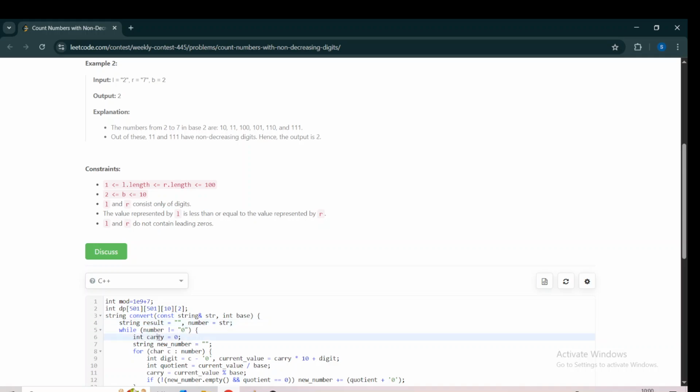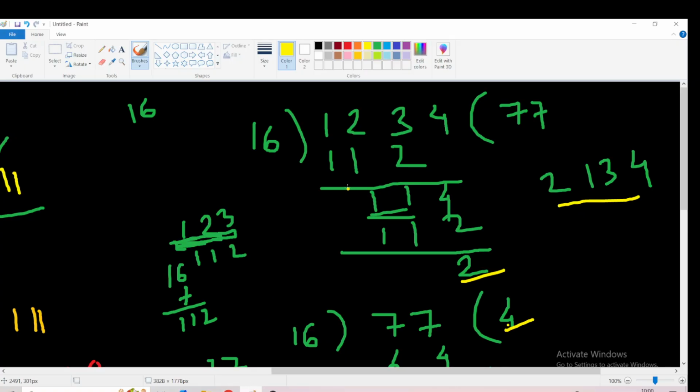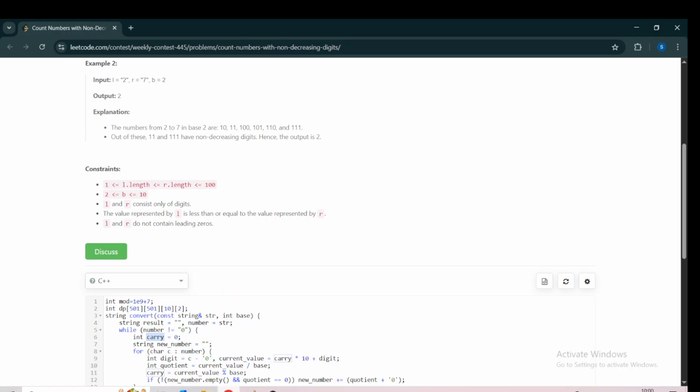Now our initial carry is 0. After the first digit the carry will be 1. After the second digit the carry will be 12, and after the third digit the carry is 123, and then we will divide it by 16. Then after that our carry will again be 11. That's how we are going to approach it.